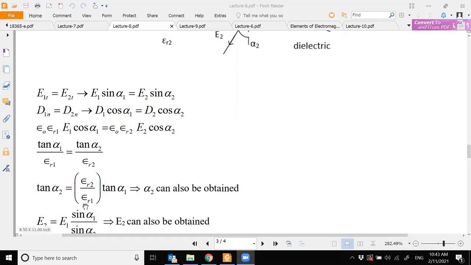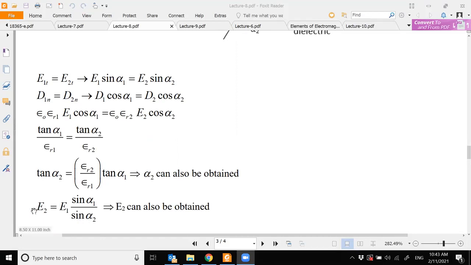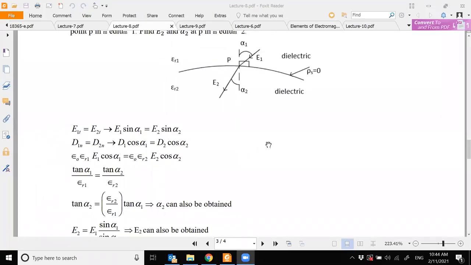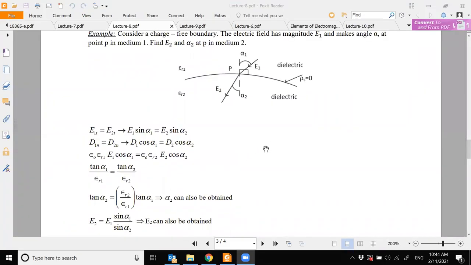This is known to us. This is known to us. This is known to us. And how can you find the E2 magnitude? Use any expression, this or this. So E2 will be E1 sine alpha 1 over sine alpha 2. Once you know alpha 2, plug in here, you can find the magnitude. So this is an example where the components, magnitude and angles were given to you.